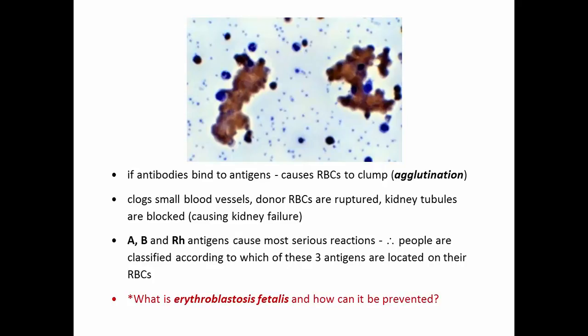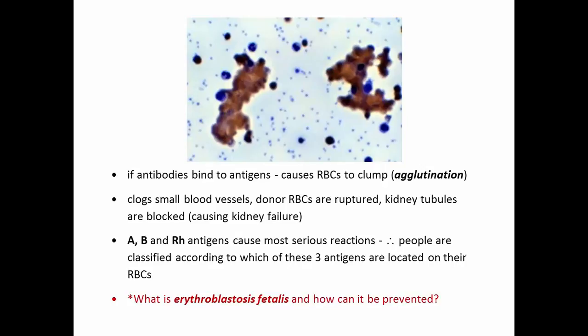Just an interesting and important note to this, and that is that antibodies against antigen A and B are present at birth. However, Rh antibodies are not present in the blood at birth. So if a person that is Rh negative receives Rh positive blood, then they will produce anti-Rh antibodies.